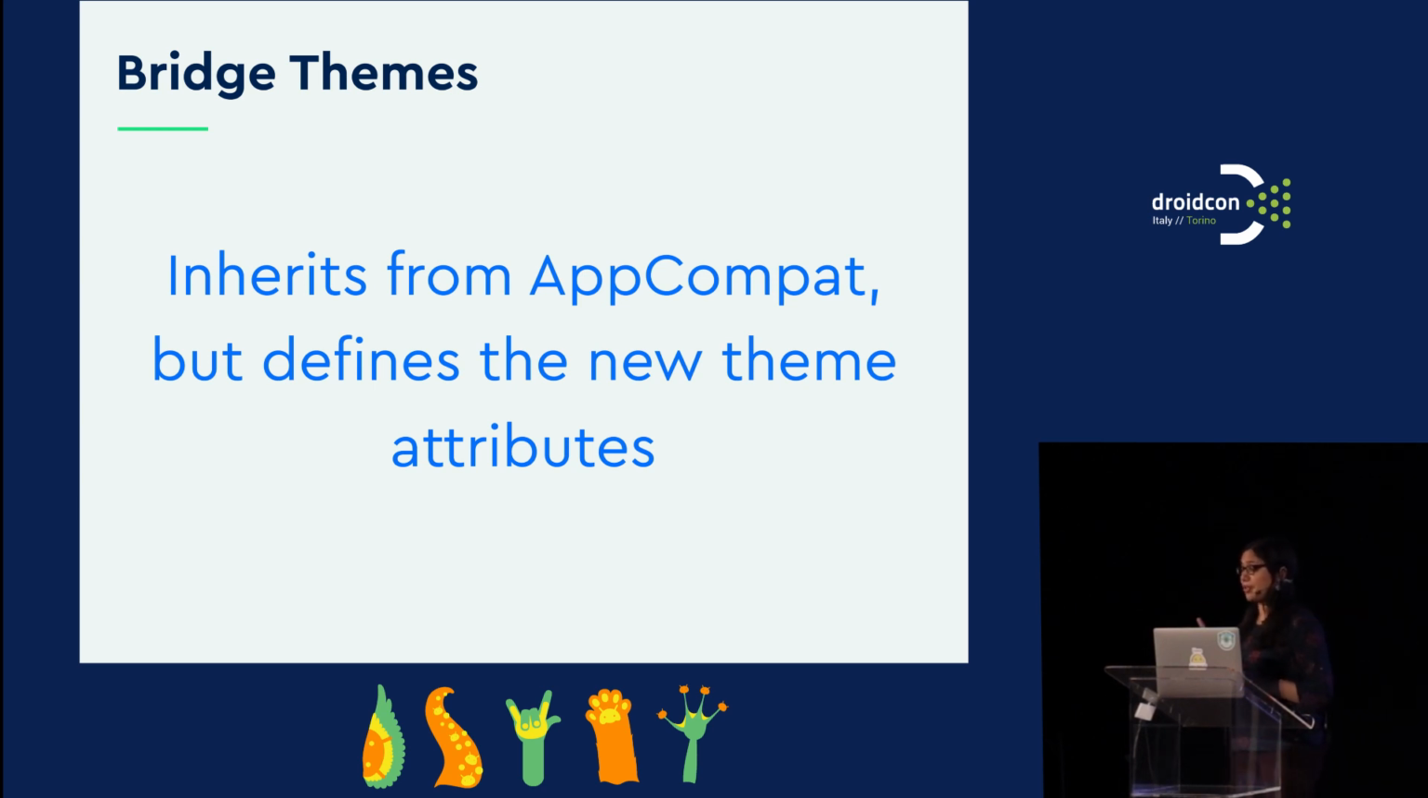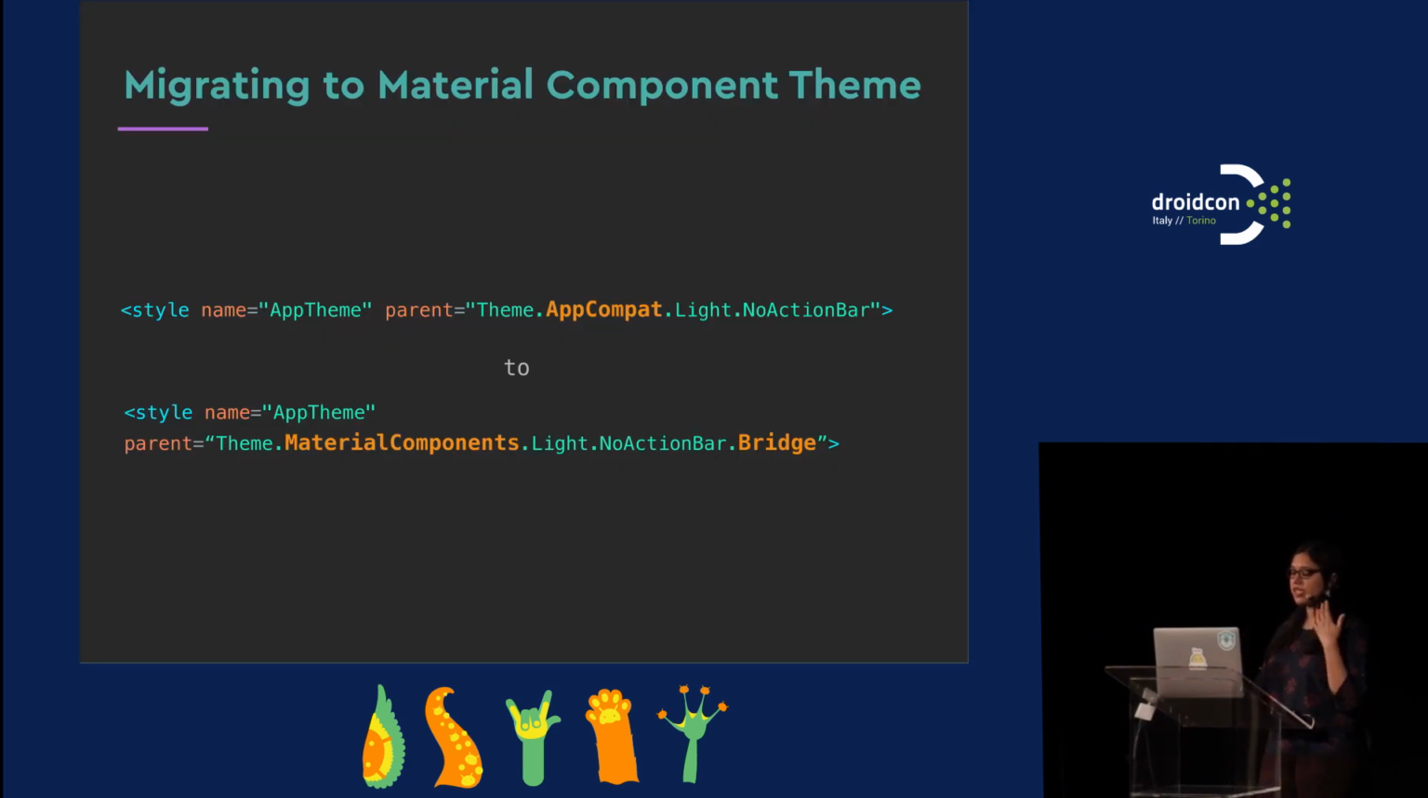If you were to use a material component with an AppCompat theme, then your app might crash because material components usually look for some of the new attributes to be defined, and if that's not defined, your app will crash. So definitely consider migrating to the bridge theme. If you can't migrate right away, you really don't lose out on much. And again, you change AppCompat to material components, and you append bridge to the end. And I know this is just one line change, but this should work. If it doesn't, let me know. So nothing should visually change, and you can start using the new material components.